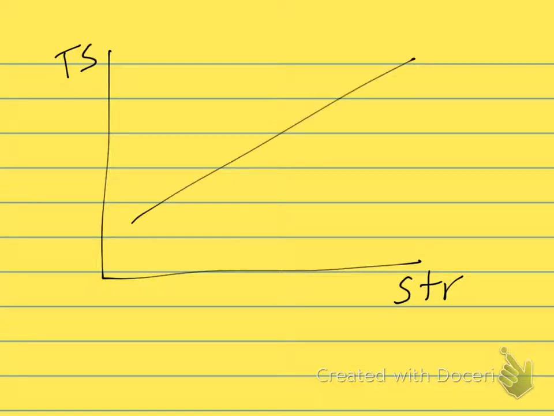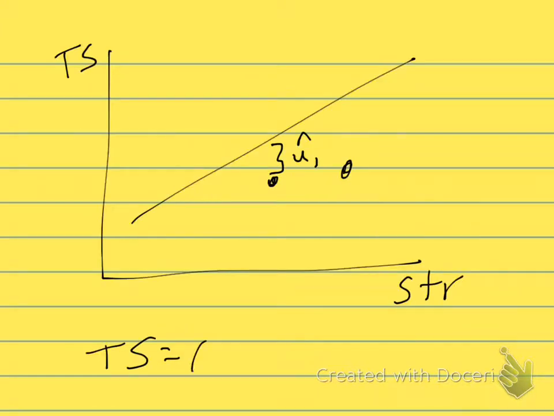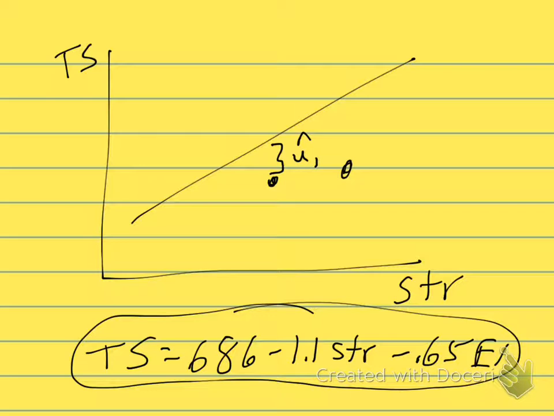Now notice before, we could easily graph the student-teacher ratio and the test score, and we had our line and we had points here, and we could see what the residual, the u_i hat, was. Now we have two explanatory variables, so it's 686 minus 1.1 student-teacher ratio minus 0.65 English language learners. So we can't draw this anymore in two dimensions. That's why there is no equivalent graph.